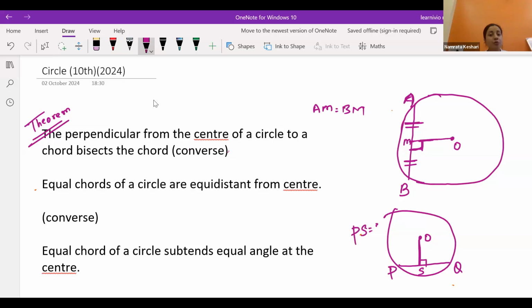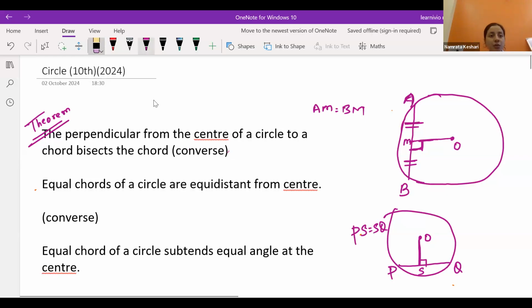And we had proved this theorem in class 9 by taking one of the triangles over here, one of the triangles over there, and then proving them congruent, and due to that it will come, okay, PS and SQ are the same, or maybe AB, MB, AM, MB are the same. So just keep in your mind the theorem that when we drop a perpendicular on a chord from the center, our chord will get bisected.